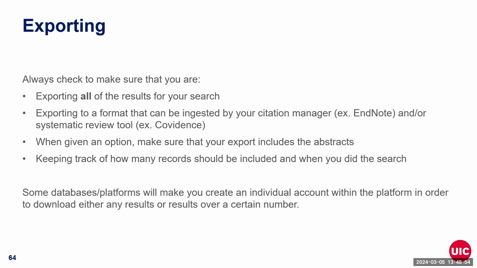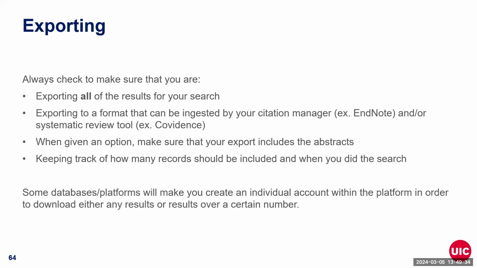When given an option, make sure that your export includes the abstract. Many of them default to including the abstracts; some of them do not. I believe in Scopus, you have to specifically select for it to include the abstract. Keep track of how many records should be included, and when you did the search, because you're going to need that when reporting. Also, for quality control, just make sure: okay, I'm expecting to have 750 from this search. Is that what I get when I put it into EndNote or into Covidence? Is that what I'm getting from this file?